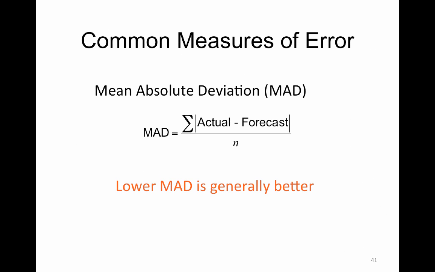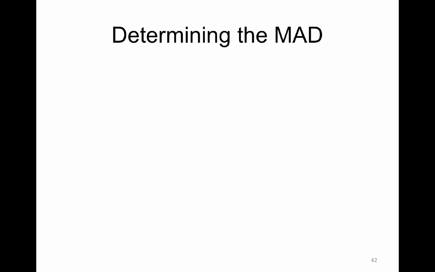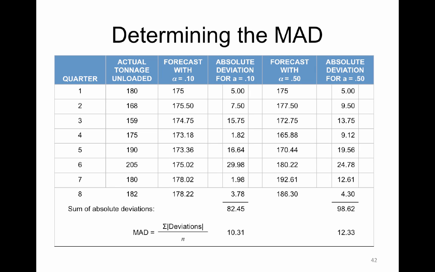Common measures of error, mean absolute deviation. So what this does is it's simply a way to measure your overall error in your forecast over time. So here we'd have the actual demand minus the forecast divided by the number of periods. And it's the absolute value of that number. So it's a sum of the absolute value of the actual demand minus the forecast, and then you just divide that by the number of periods. A lower MAD, or mean absolute deviation, is better generally. And I'll show you here how you'd calculate it with this example.